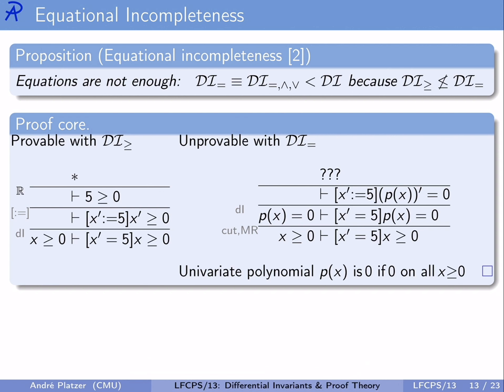But of course, if we have proved that 0 equals 0 afterwards, we can't conclude from that that x must have been greater or equal to 0 because 0 equals 0 is maximally uninformative. Okay, so we found out that sometimes when we're interested in proving inequalities, we actually need to use inequalities for differential invariants. We can't settle for equations instead.